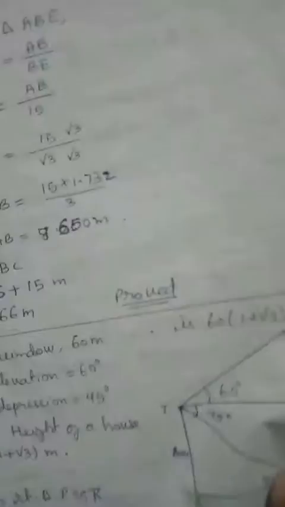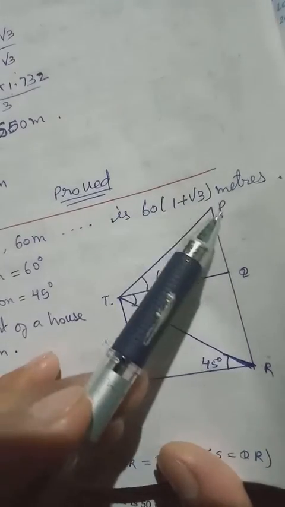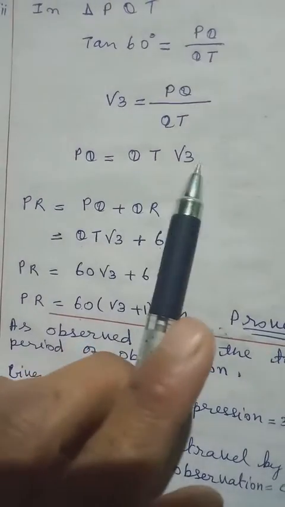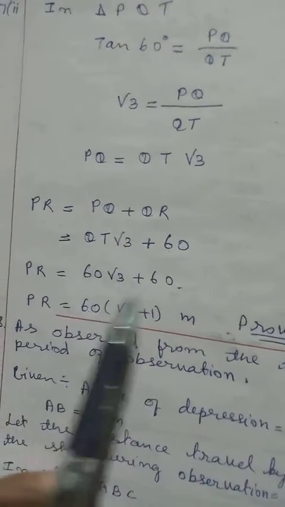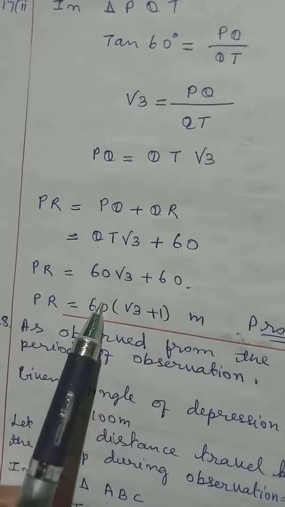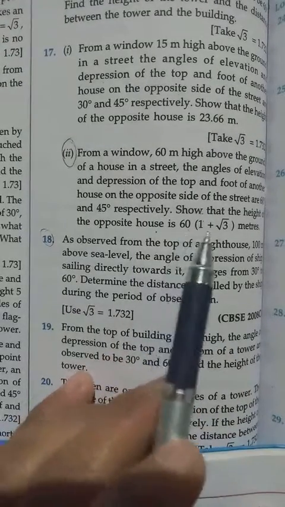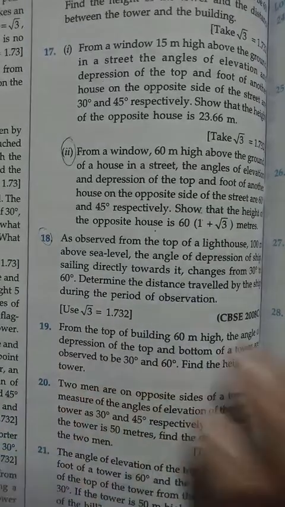But remember, we want to show the height of the house. So the height of the house is PR, which is equal to PQ plus QR. PQ we know is QT root 3, and QR we know is 60. QT we already got, 60, so PQ is 60 root 3. Take 60 common: from root 3 we take 60 out, and we are left with 1. If you see the question, that is what they want us to prove, that the height of the opposite house is 60 plus root 3.